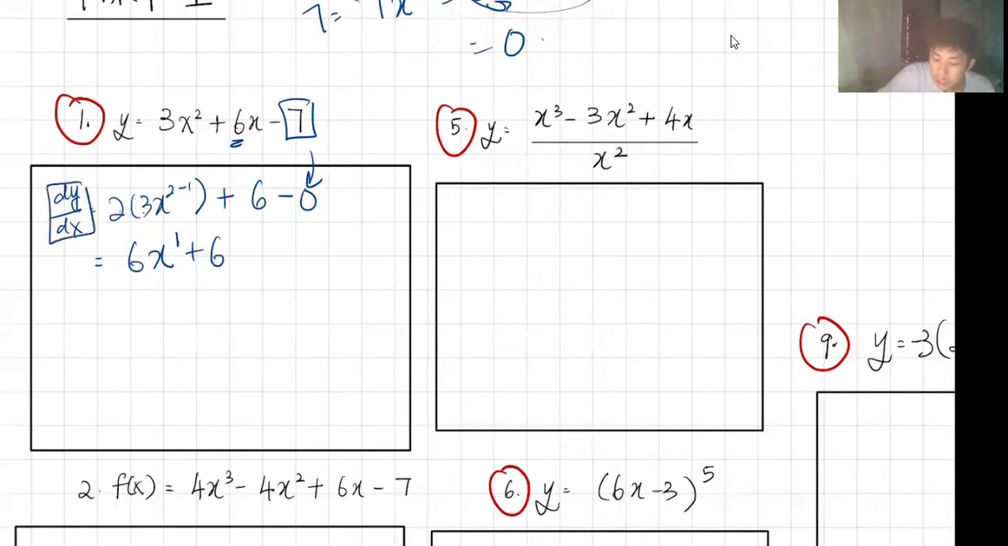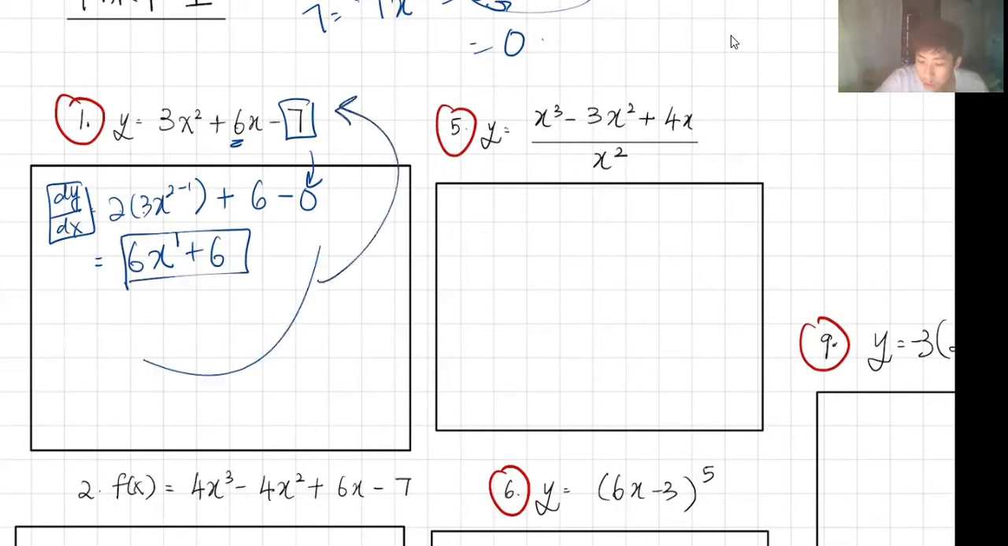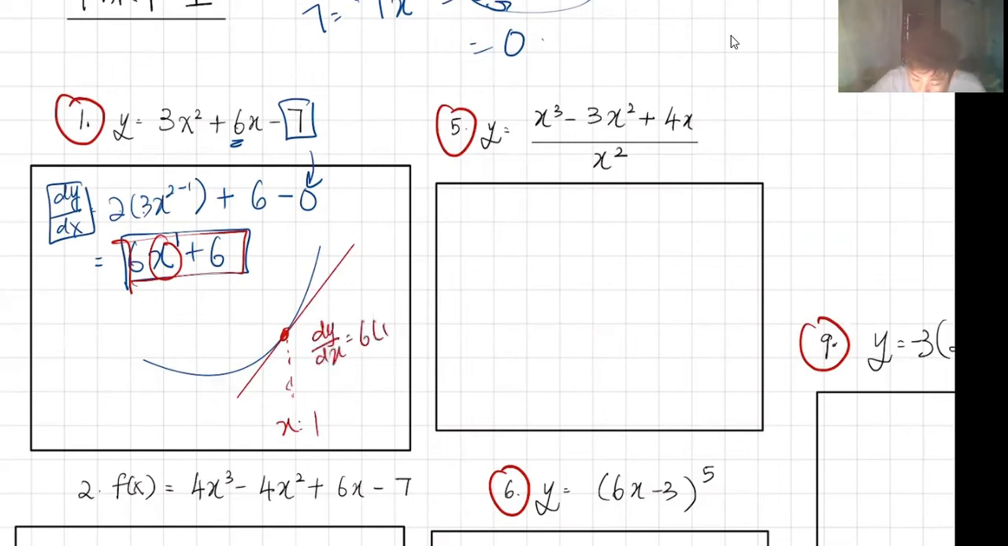So basically, this is actually the gradient of your tangent. You've got a curve, right? How do I know what is the gradient at this point here? I just use this formula. I find the x value because there's an x here. For example, x is equal to 1. So I just substitute: the gradient dy dx is equal to 6 times 1 plus 6, which gives you 12. So I know the gradient is 12.